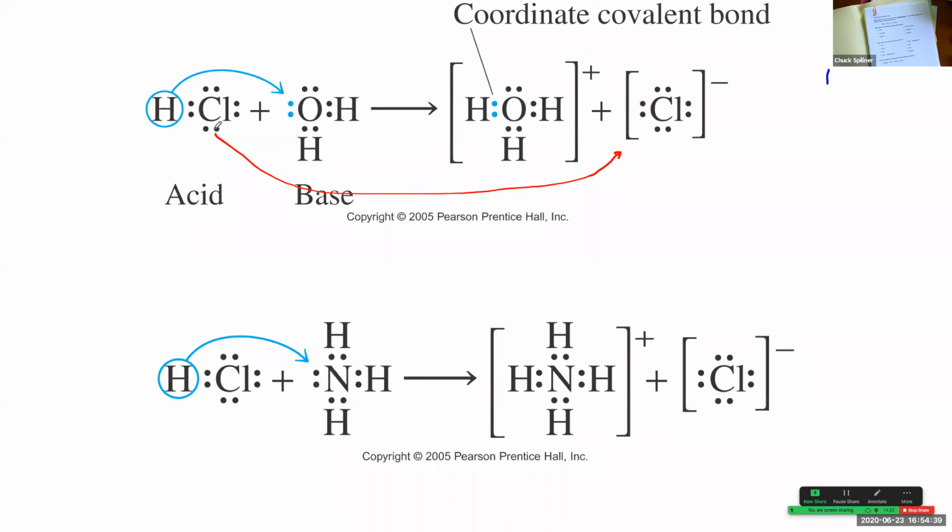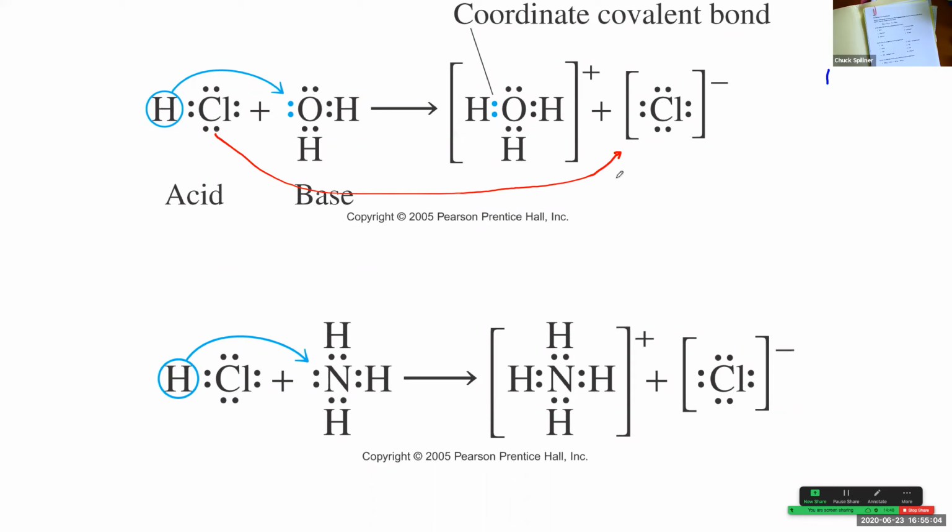So the substance that's the acid has lost the hydrogen ion. The substance that is the base, that's labeled here, has accepted the hydrogen ion. So in this case, water is a base. Now, under the Arrhenius definition, water is not a base because it doesn't produce hydroxide. But in the Bronsted-Lowry definition, water accepts the hydrogen ion, so it's a base.